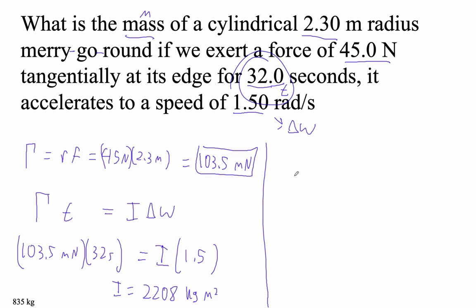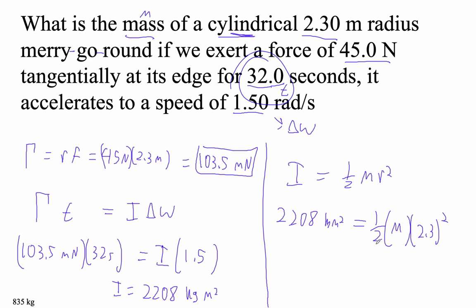Now let's set up an equation for the mass. Since it's a cylindrical merry-go-round, as opposed to those thin ring ones, our moment of inertia will be found by this formula, 1/2 mr squared. So 2208 kilogram meters squared is equal to 1/2 our mass, which is what we're solving for, times our radius, 2.3, squared.